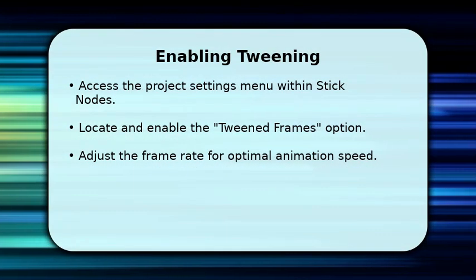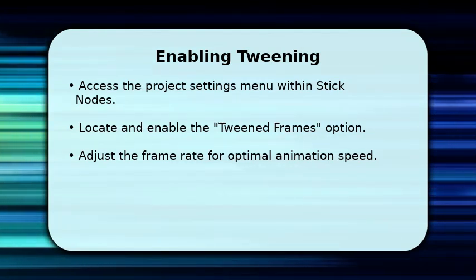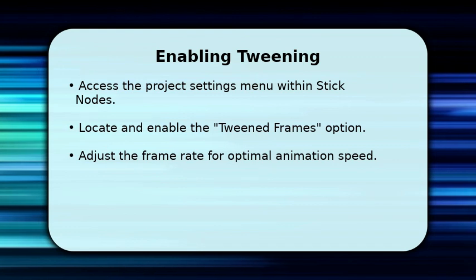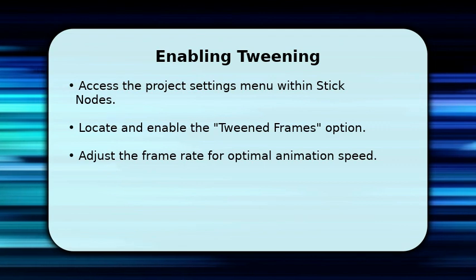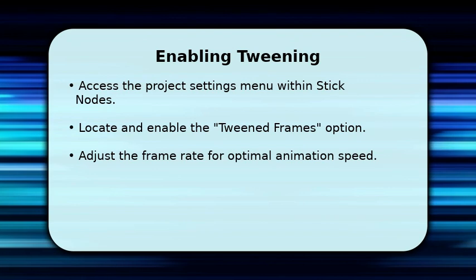To begin, open your Stick Nodes project and navigate to the project settings. Here, you'll find the crucial Tweened Frames option. Make sure to toggle this feature on. You can also adjust your project's frame rate, perhaps to 24 or 30 frames per second, to complement the tweening effect. Experiment with these settings to find what works best for your specific animation style and desired smoothness.